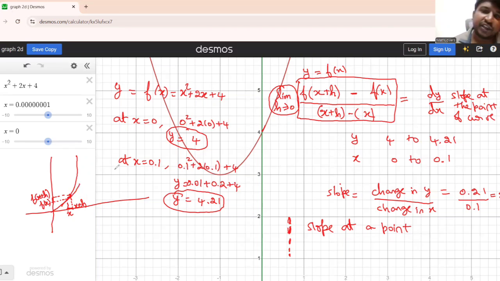Hope you are now understanding very well the idea of what slope is and where calculus came in. We'll see more interesting content about this in forthcoming classes.